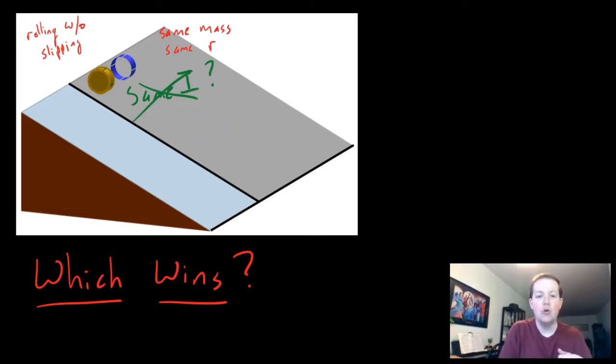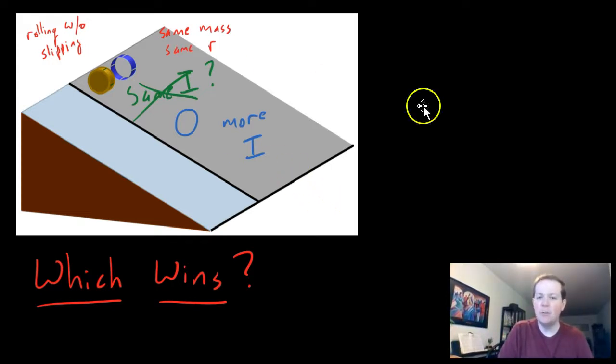The blue hoop has more rotational inertia because, even though it has the same total mass, it has more of that mass farther away. So one of these objects has more rotational inertia than the other. And it turns out that's what determines which one wins the race.